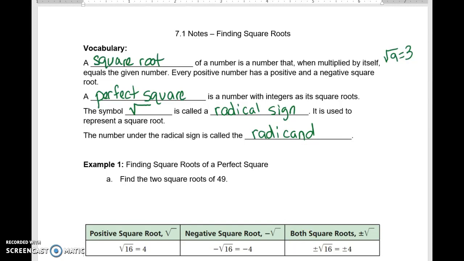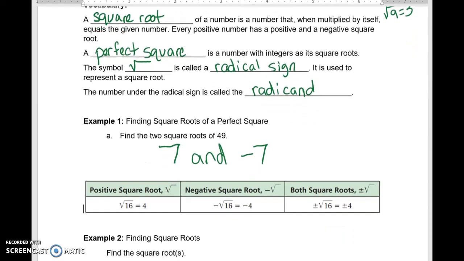Alrighty, so here in example 1, it says finding square roots of a perfect square. Find the 2 square roots. So when we take the square root of 49, it is 7 because 7 times 7 gives you 49. But there is also the negative square root of that because negative 7 times itself would also give you 49. So there are technically always 2 square roots of any positive number.